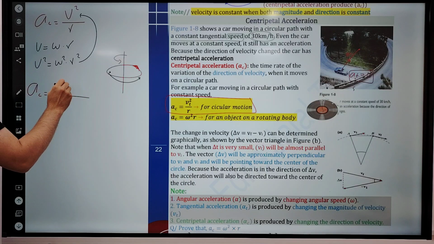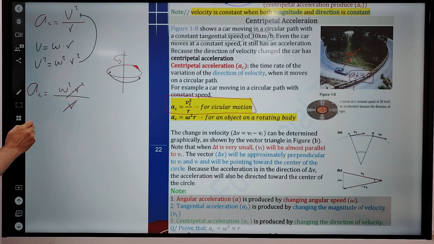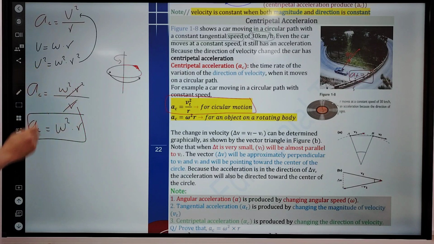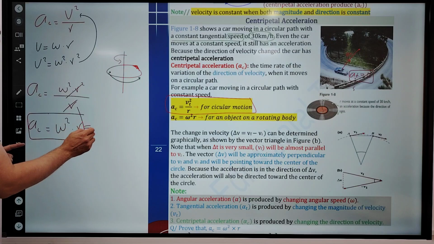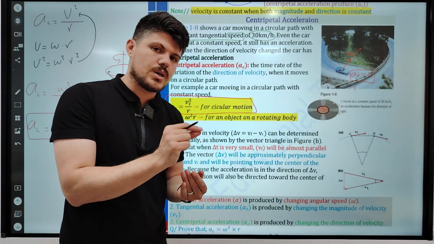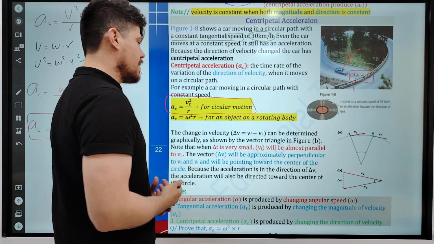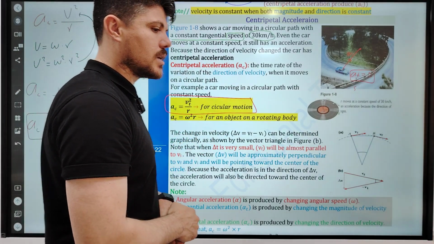So substituting into this equation, centripetal acceleration is equal to omega squared R squared over R. R with R cancel. What remains? Omega squared R remains. So a_c is equal to omega squared R. This equation can be used to find the centripetal acceleration of any point on the rotating body. So this is for circular motion, but this is for an object on a rotating body.